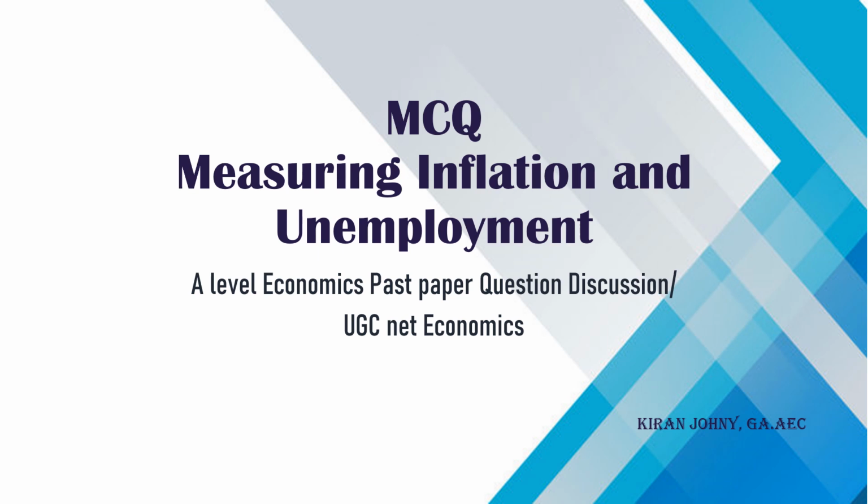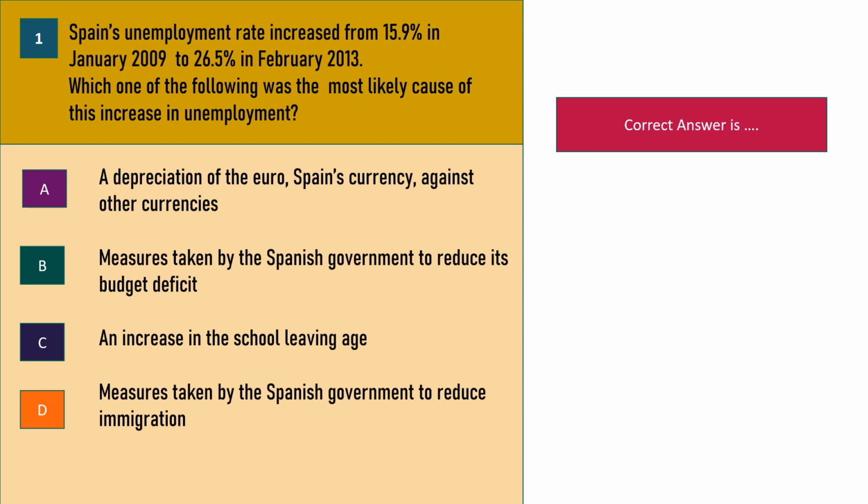So let's see. The first question: Spain's unemployment rate increased from 15.9% in January 2009 to 26.5% in February 2013. Which one of the following was the most likely cause of this increase in unemployment? So they are asking why the unemployment rate increased from 15.9% to 26.5%.